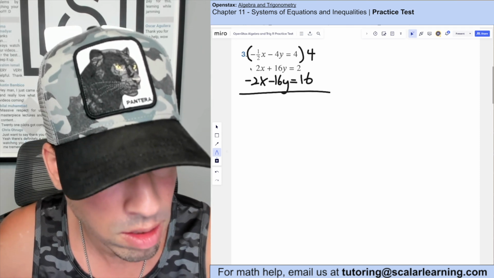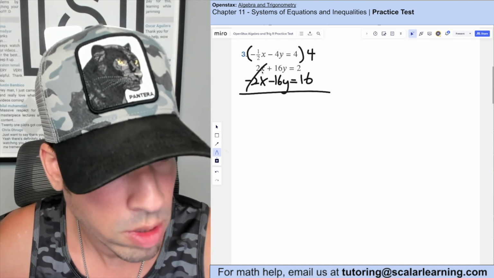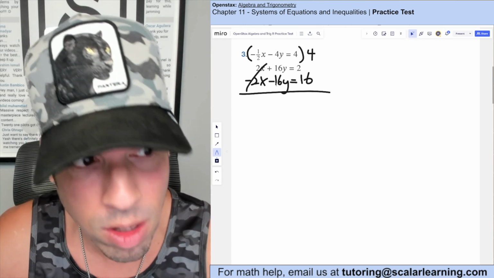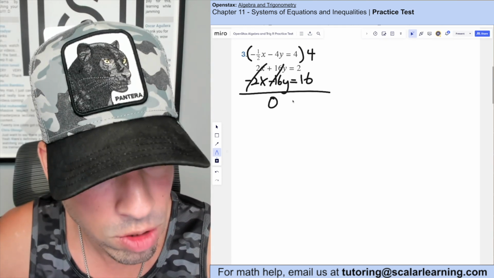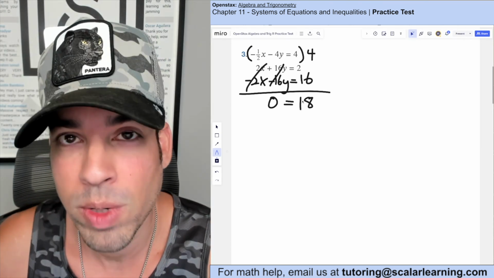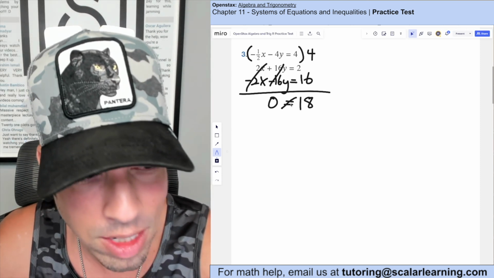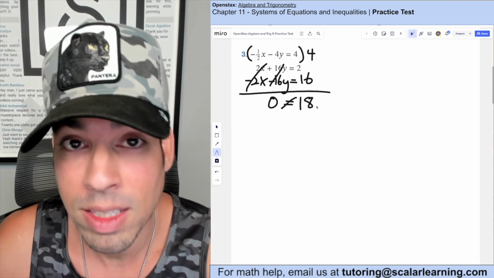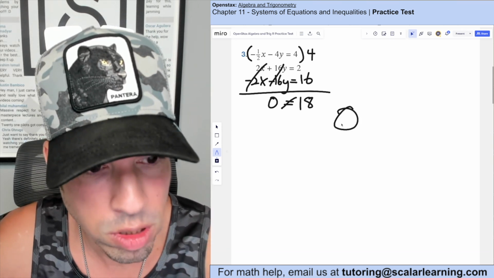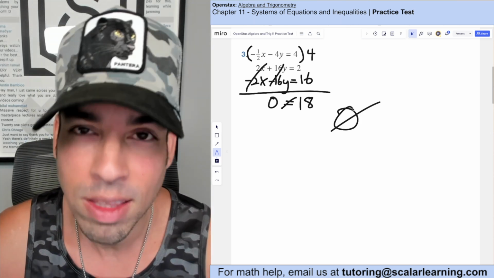Now we're going to add these together. So 2x plus negative 2x, that goes away, right? So that zeroes out. Then 16y plus negative 16y zeroes out. We didn't anticipate that, but that also zeroes out. So now we have 0 on the left-hand side. Then we get 2 plus 16, which is 18. So we get a funny equation because 0 definitely does not equal 18. So when we get something like this that is absurd, that doesn't make sense, we know that this is a no solution situation, meaning the lines are parallel, they never intersect. That's how you do it.